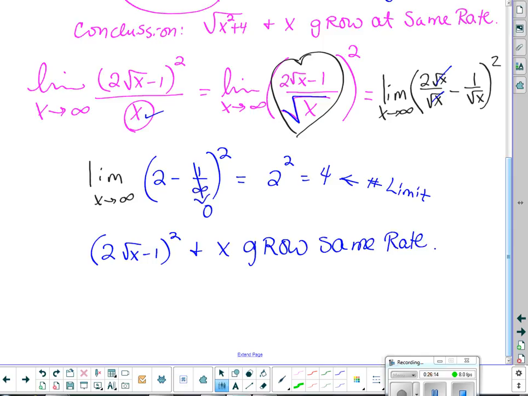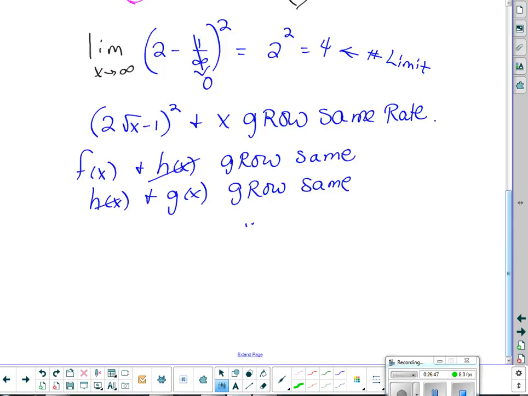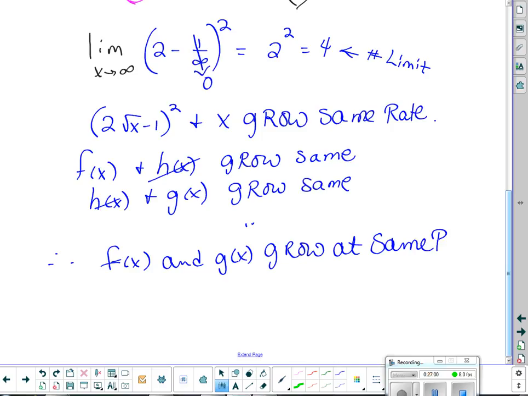So by comparison, or by the transitive property, if f of x and h of x are growing at the same rate, and we also know that h of x and g of x grow at the same rate, the conclusion would obviously be that f of x and g of x grow at the same rate. Ta-da! I like that one.